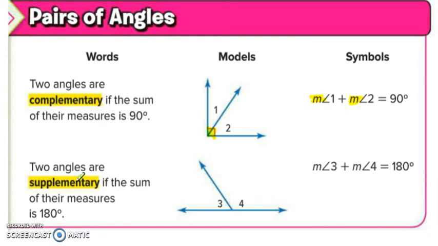Similarly, we have supplementary angles. Instead of equaling 90 degrees, because they form this straight line right here, this straight angle, they are equal to 180 degrees. Now, complementary and supplementary angles do not have to be adjacent for them to be complementary or supplementary. These 2 examples happen to show adjacent angles.